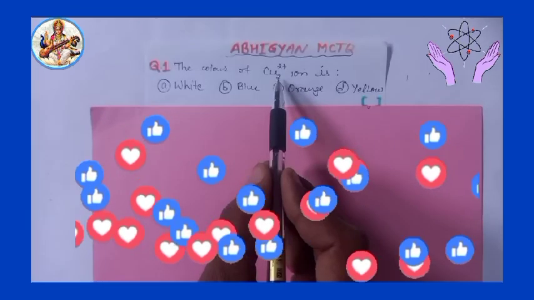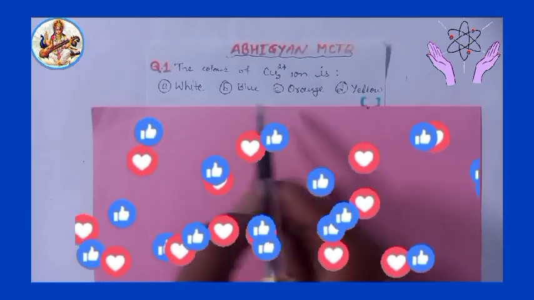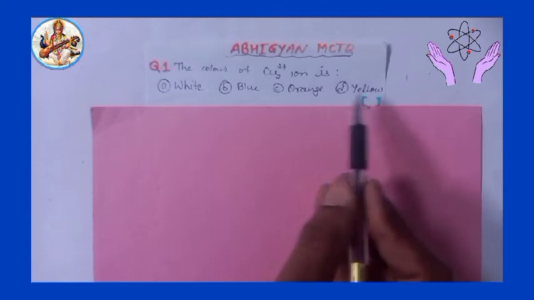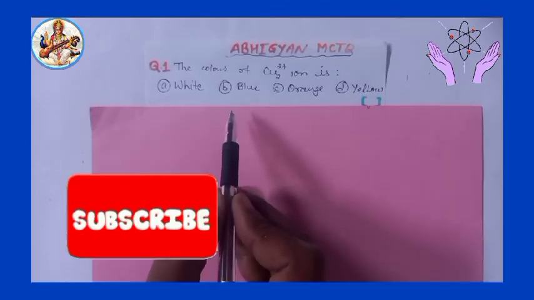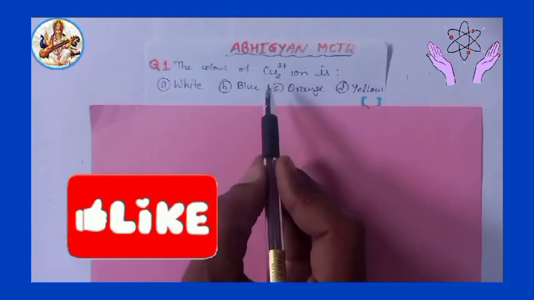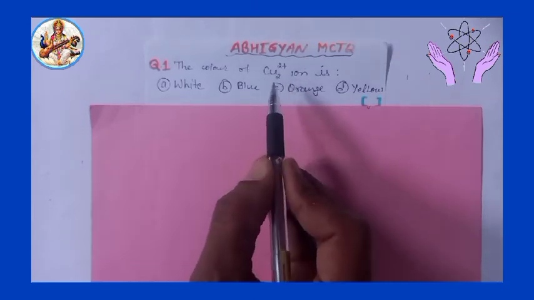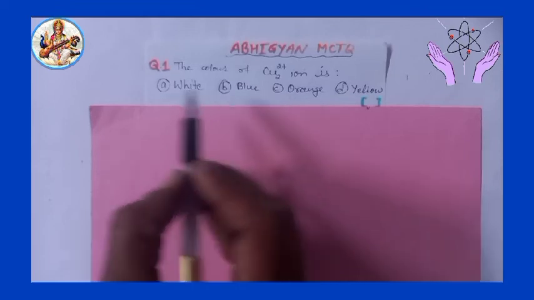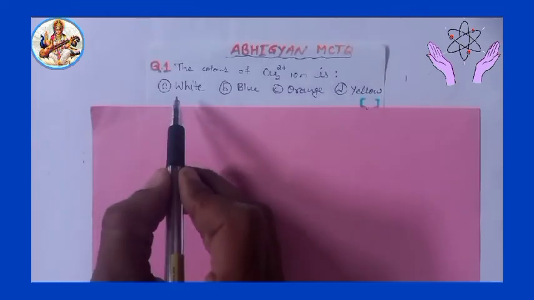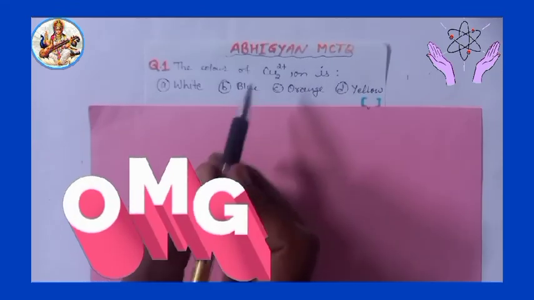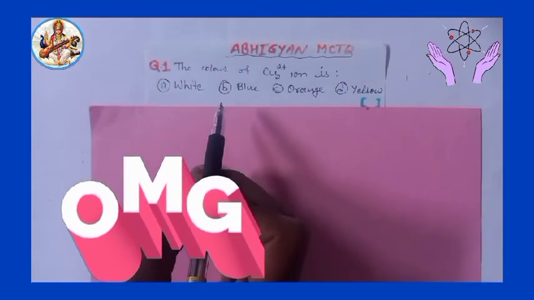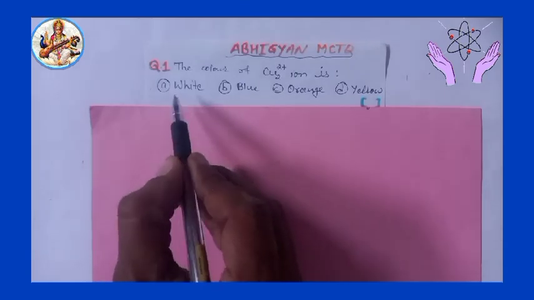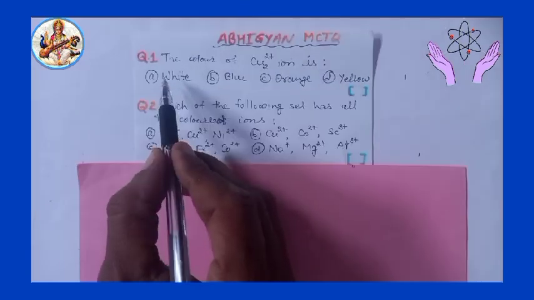First question: the color of Cu+ ion is white, blue, orange, yellow. Important question. Answer: cuprous ion is white colored because cuprous ion has no unpaired electron. So the answer will be option A, white.